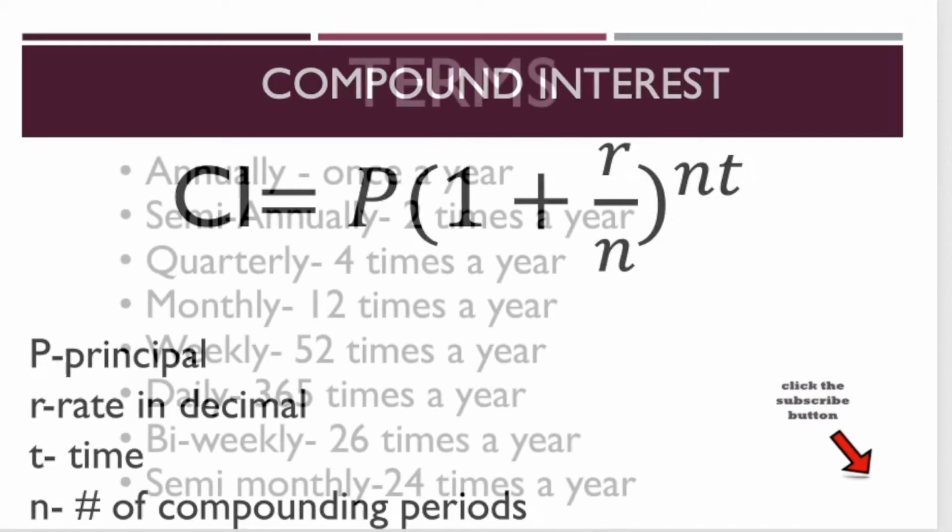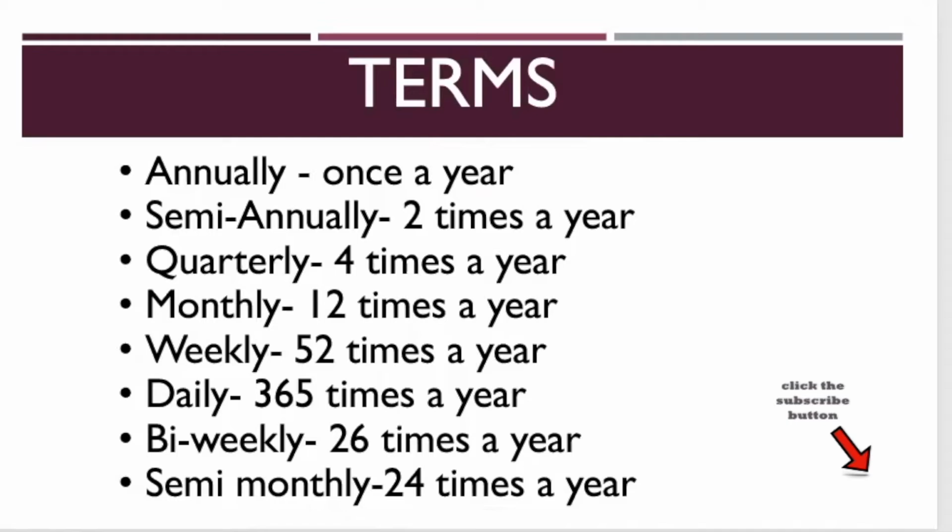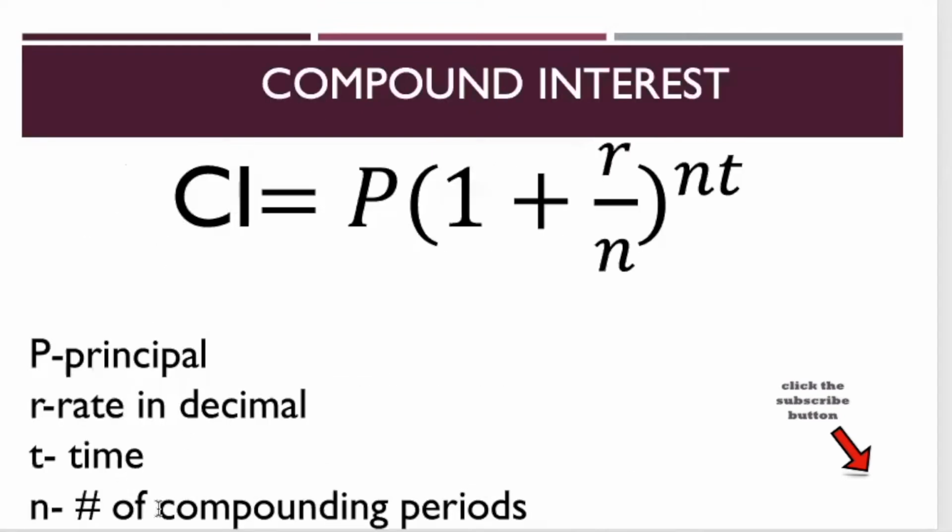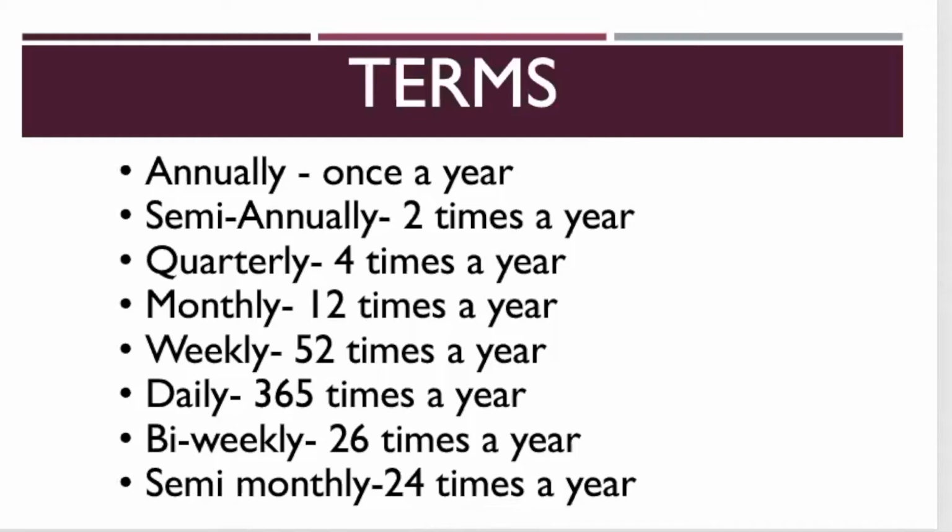Now let's talk about compounded periods. Now here I have terms. Compounded period is how the interest is compounded. When I talk about the number of compounded periods, we have to be aware of some terms. We can say compounded annually, which means once a year. Compounded semi-annually means twice a year. Compounded quarterly means 4 times a year. Compounded monthly means 12 times a year. Compounded weekly, 52 times a year.